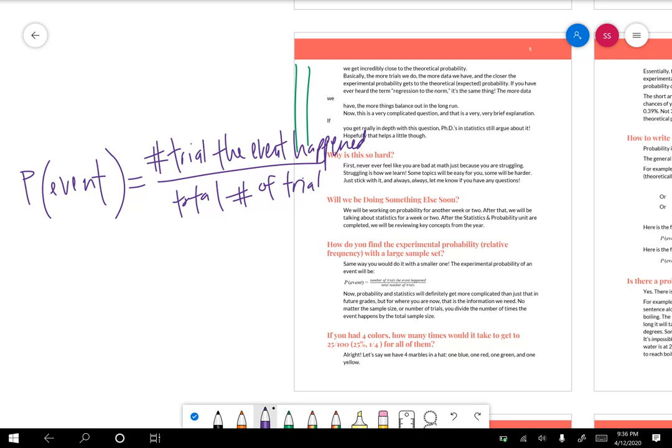Now, probability and statistics will definitely get a lot more complicated in future grades than what it is right now. But for where you guys are right now, this is the information we need. So no matter what the sample size or number of trials or the amount of data we have, you will always divide the number of times the event you want happened by the total sample size. Okay.